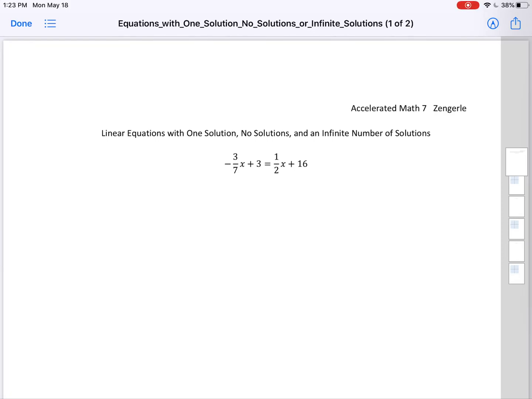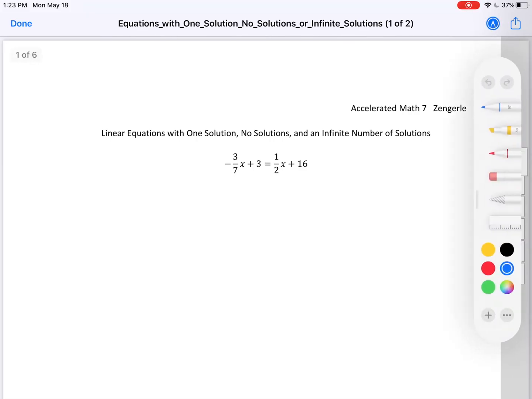Okay, today you are going to be learning about linear equations again. Most linear equations have only one solution, but there are an entire set of linear equations that have no solutions, and another entire set of linear equations that have an infinite number of solutions. Here is a linear equation. You are familiar with it. First, I'm going to solve it algebraically.